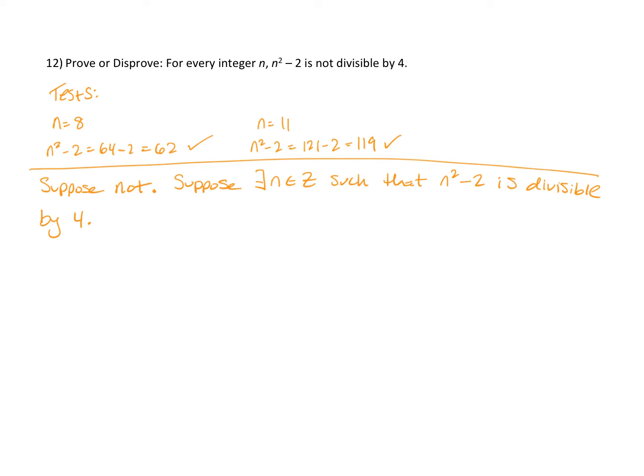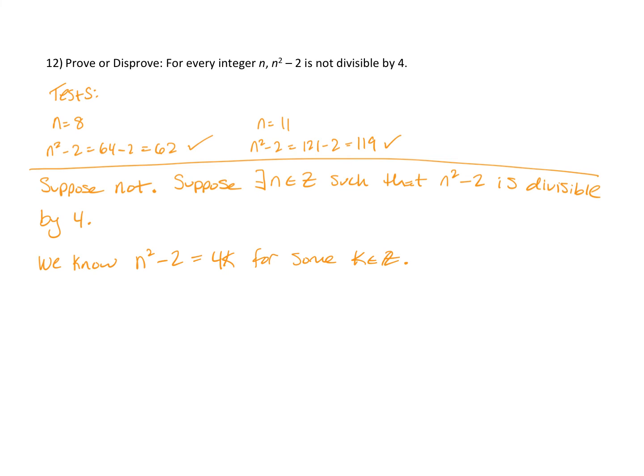All right, so if we're supposing that there is an integer n such that n squared minus 2 is divisible by 4, then we know n squared minus 2 equals 4k for some k in Z. Okay, so we know that n squared minus 2 is a multiple of 4 because we are supposing that that is true.